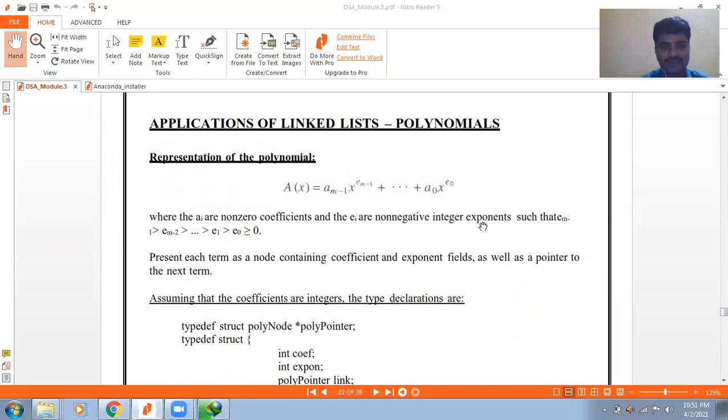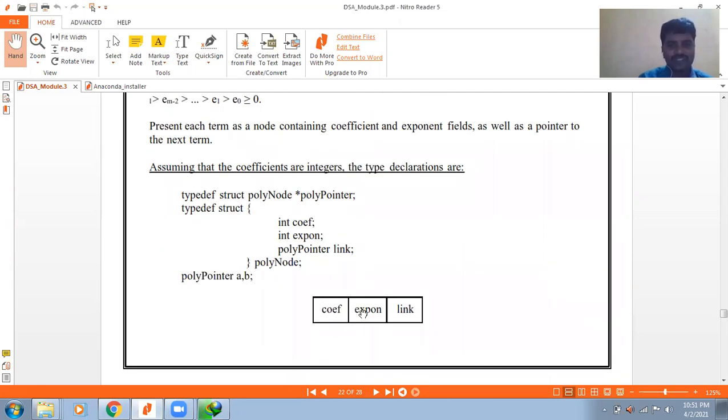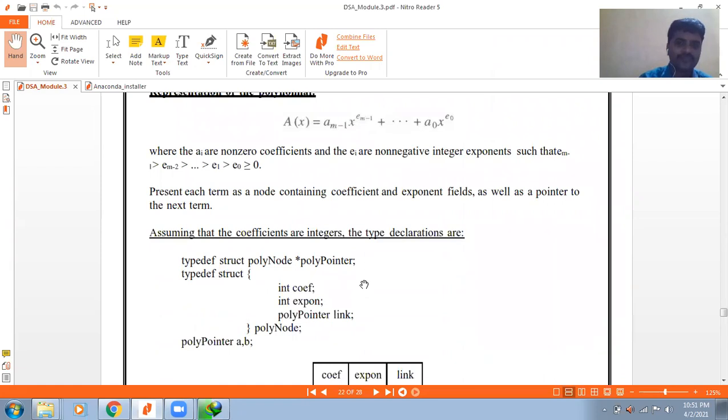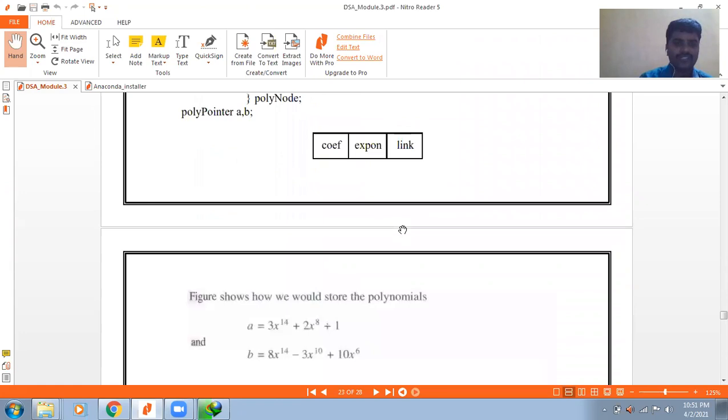Assuming that the coefficients are integers, the type declaration is as in the following program. Here we have the coefficient, the exponent and the link. So we are taking a polynomial in terms of exponents and coefficients. That is the main point.